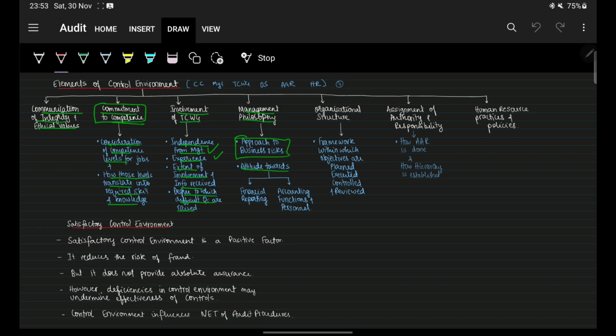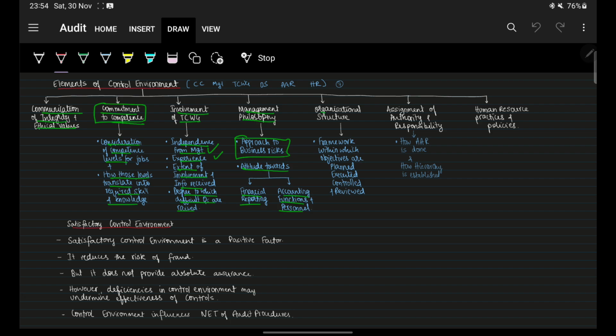Next one is attitude towards financial reporting. Whether they're like, hey, we'll check it later, no problem. There's some problem coming here, it's okay, you just enter something, we'll see it later, right? Or are they very strict when it comes to entering the transactions, ensuring that there is no mistake, right? The accounting functions and accounting personnel. So basically, how the management's philosophy is towards approaching the risks and how their attitude is towards financial reporting.